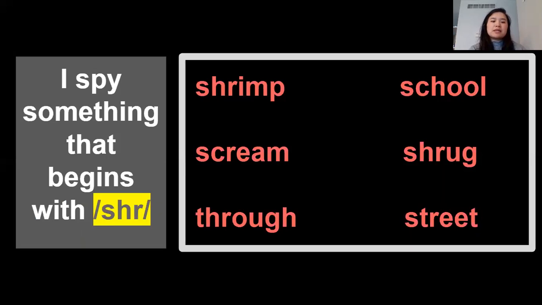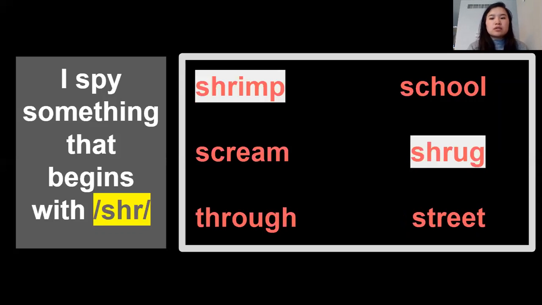I spy something that begins with the three-letter blend of shr. We have the box here where it is shrimp, scream, through, school, shrug, street. Out of the 6 words that you see in this box, what is a word that has the beginning three letters of the sound shr? Yep, so we have shrimp and we have shrug.